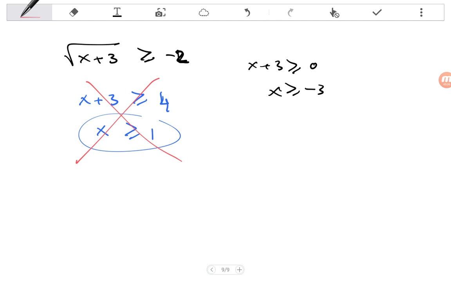No. Squaring both sides in an inequality has restrictions. It is not allowed in general. Why? For example, we know that negative 3 is less than 1. We know this statement is true. If I square both sides, that will be 9, and that will be 1. Is this statement true? No.